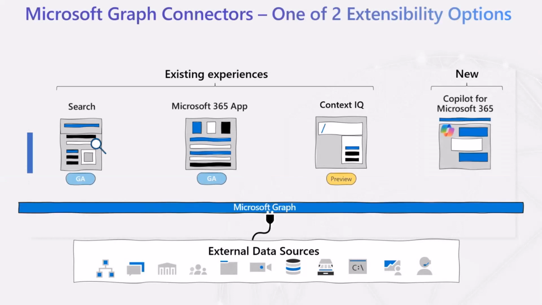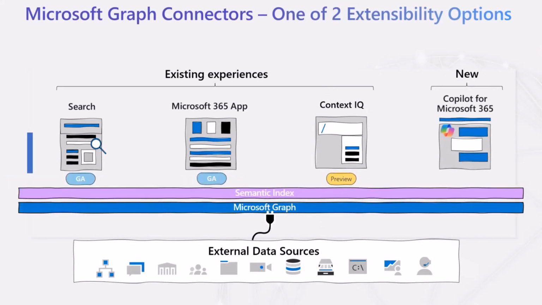So in terms of the recap, Microsoft Graph Connectors is just 1 out of 2 of the extensibility options. Oh, you know what? I wanted to start my timer. My bad. There we go. So I can actually not run over. 1 of the 2 extensibility options that are available to you when you're doing Microsoft 365 Copilot extensibility.